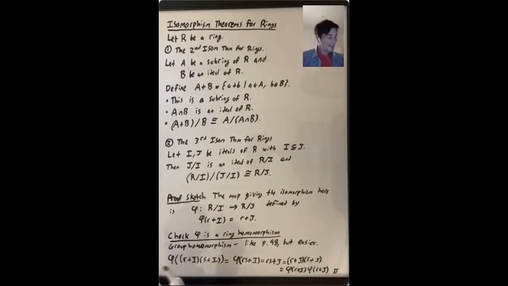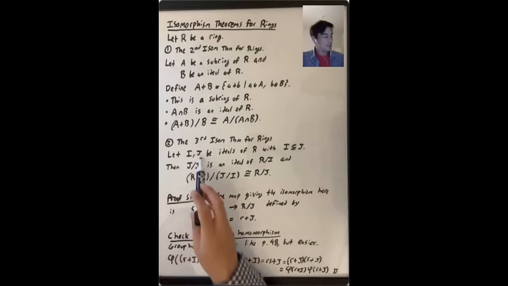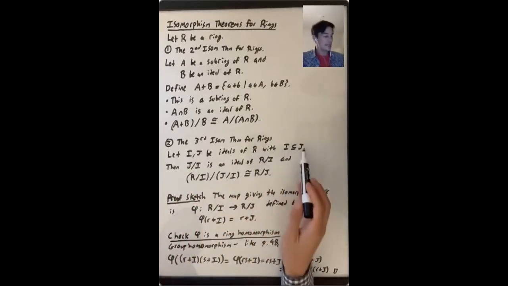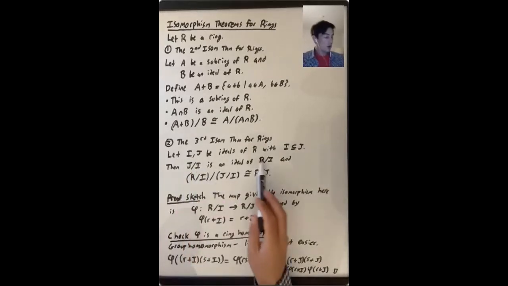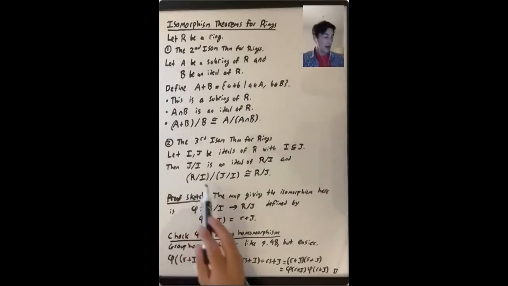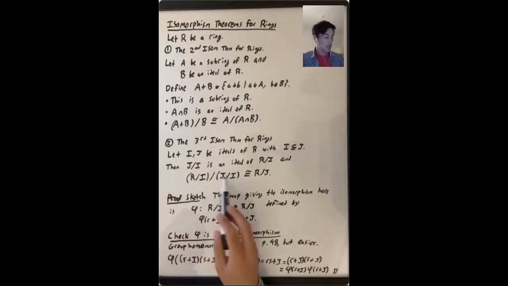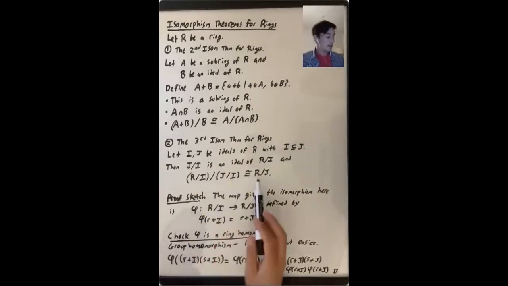The third isomorphism theorem for rings, this is the take quotients and cancel like you would with fractions one. It says, okay, let I and J be 2 ideals of R where I is contained in J. Then J modulo I is an ideal of R modulo I, and the quotient R mod I modulo J mod I, so the quotient by an ideal is a ring.